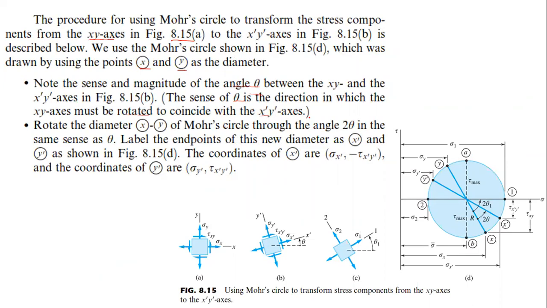So now we rotate it. As you have seen, from our original diameter XY, we rotate it by 2 theta, then further rotation 2 theta 1 reaches the horizontal axis. Okay?